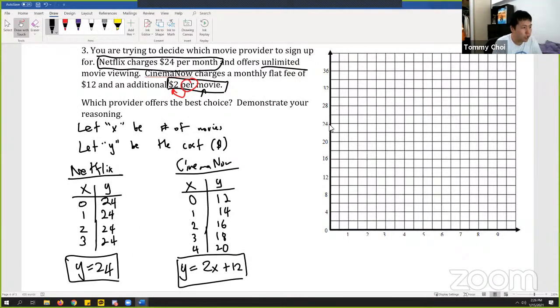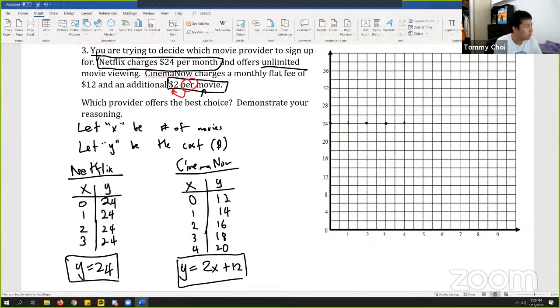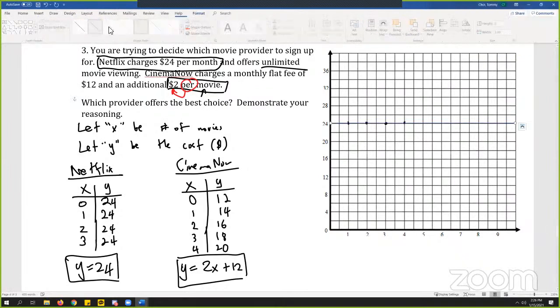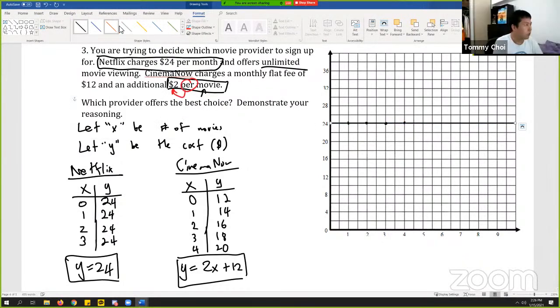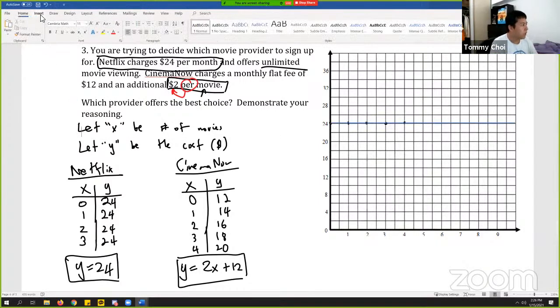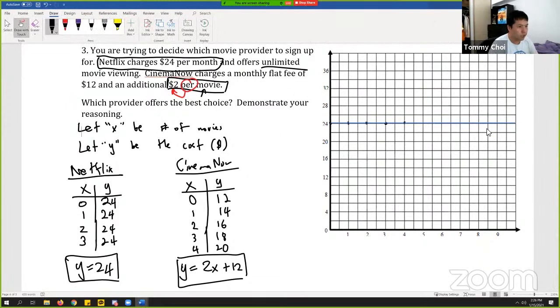Y equals 24 is easy. It's a horizontal line, guys. Straight across. We don't even need to draw the points. We can just say it's a straight line across. Boom. So the slope is 0. I'll do it in blue because it's kind of hard to see on black. So there's our first one. That's Netflix, so we're going to write Netflix on it.